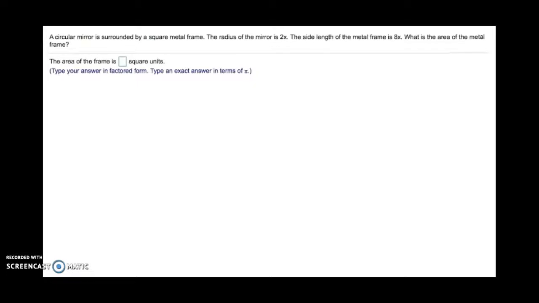Okay, so let's start out by drawing our circular mirror that's surrounded by a square metal frame. So our radius is 2x. Now, a radius is a piece of a circle starting at the center, going to the edge of the circle. That piece is called the radius, and that measure is 2x. The side length of the metal frame is 8x. Remember, in the square, all the sides are equal, so 8x is the measure of all the sides of the frame. We need to find the area of both the circle and the square.